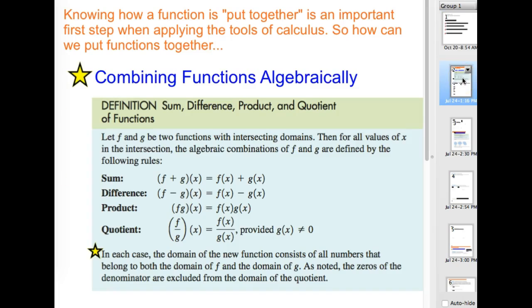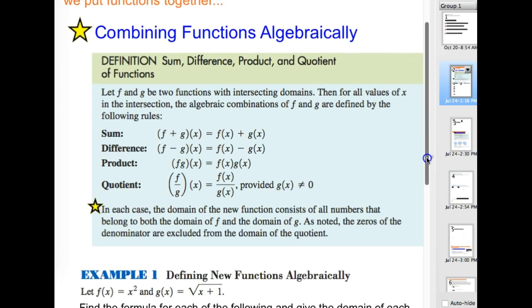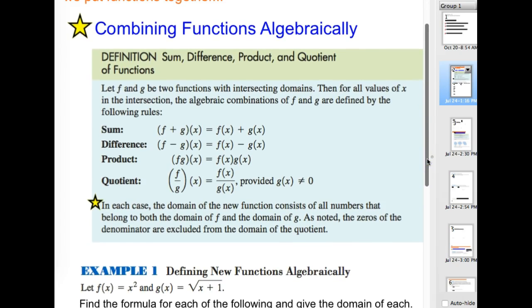All right, so knowing how a function is put together is an important first step when applying the tools of calculus. So how can we put functions together? The first option is just to do our basic operations, adding, subtracting, multiplying, and dividing. Our formal definition says let f and g be two functions with intersecting domains.